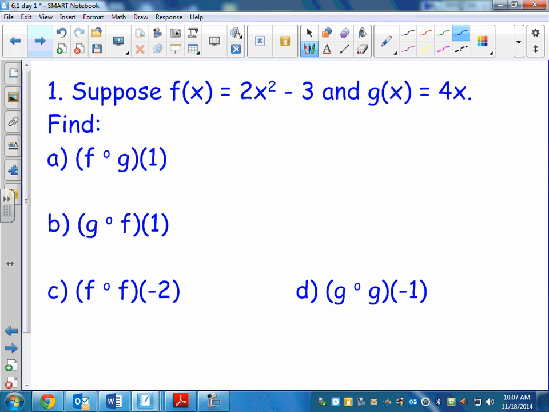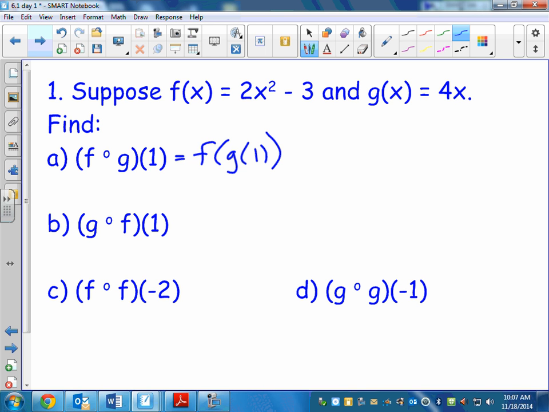If I gave you f of x equals 2x squared minus 3 and g of x equals 4x, what if I asked you to find these values of numbers? This is a lot easier than finding it in terms of x, because if you just start with the inside function, you can just do this in a couple steps. So when I see this, I know that's the same as f of g of 1, right? I just change that open circle to parentheses.